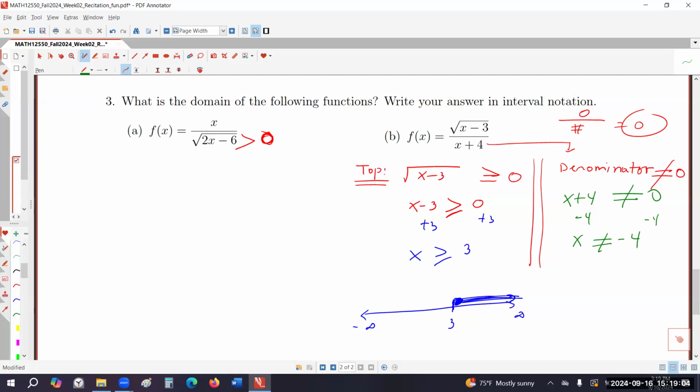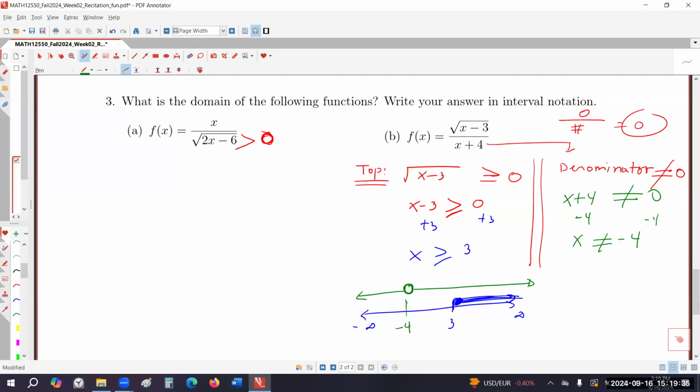That means we can substitute x with anything on the denominator, but we cannot substitute negative 4. So the denominator is saying it cannot take negative 4, but it can take anything before negative 4 and anything after negative 4. Now, on which interval do you see both conditions satisfied? Exactly.